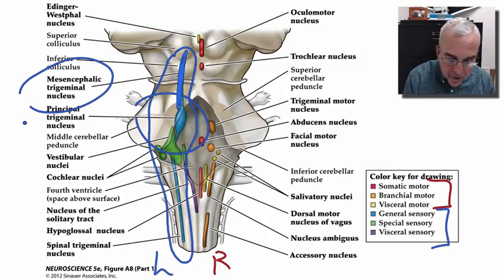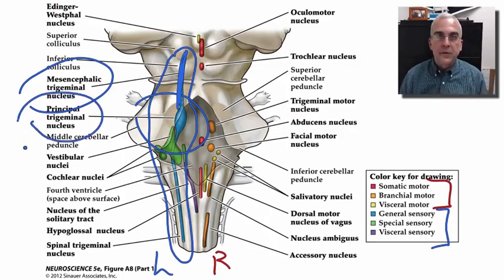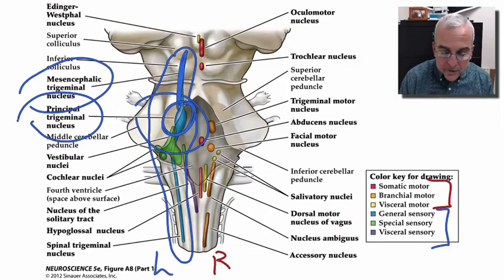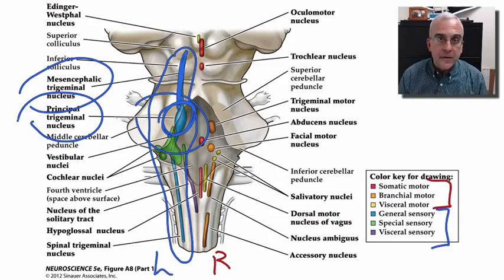Well, in the middle, we have something called the principal, sometimes called the chief sensory nucleus of the trigeminal nerve. And this is the part that receives signals about light touch from the face. So if you ever have a gentle caress on your face, this is due to activation of cells in the trigeminal nerve that synapse in this principal trigeminal nucleus.